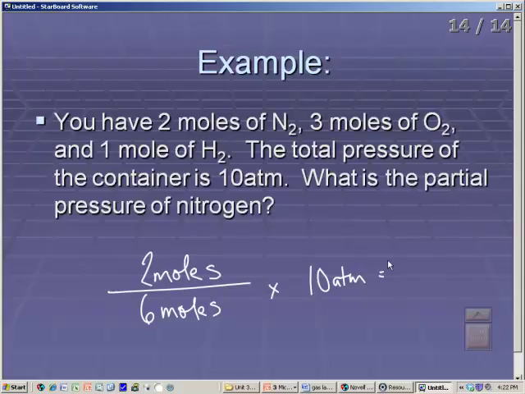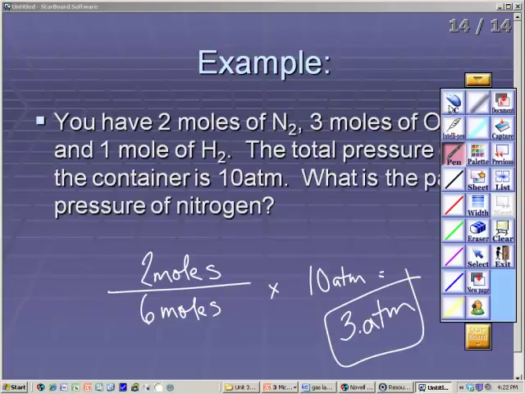I think some of you guys can do this in your head. 2 divided by 6, and then times it by 10. You should get a partial pressure of 3.3, but if you want to worry about sig figs, it's basically 3 atmospheres.